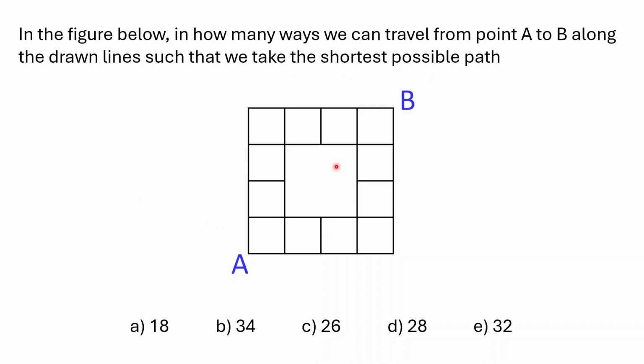The shortest possible path means that we can only move toward right or toward up. Because if we go back and come back, then this will not be the shortest path anymore. Okay, so let us start. We have a square 1 by 1. Then obviously we have two ways to go from A to B. One is here, one is here.